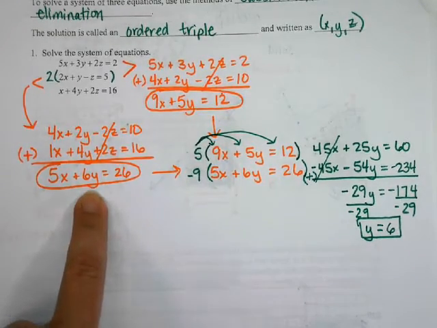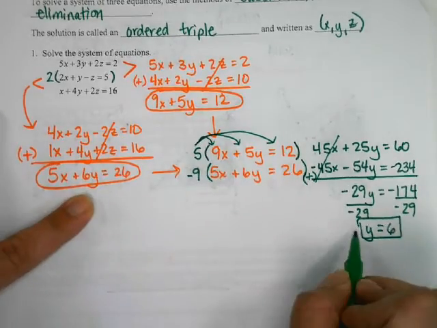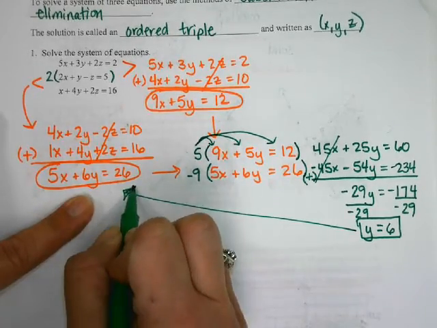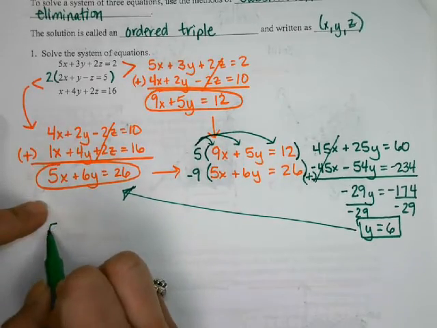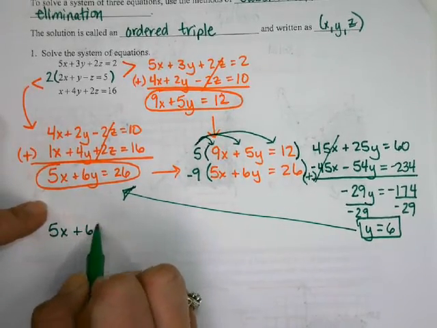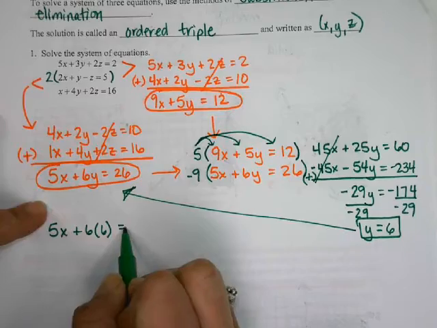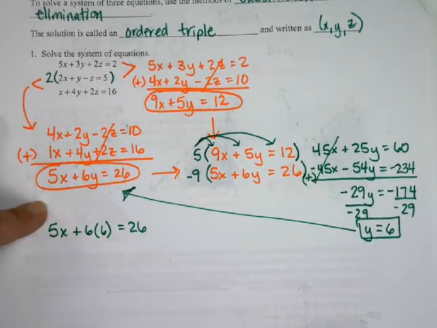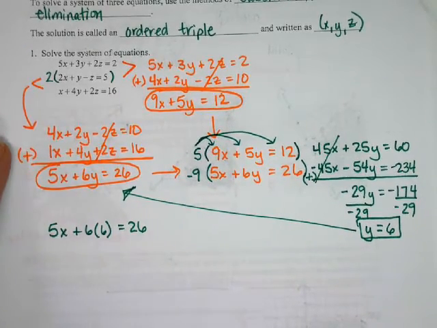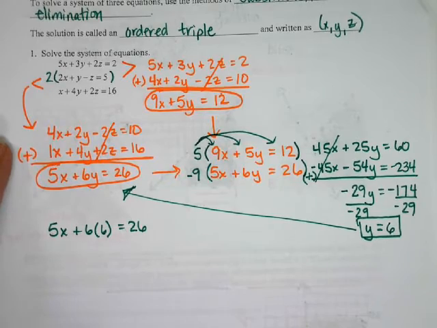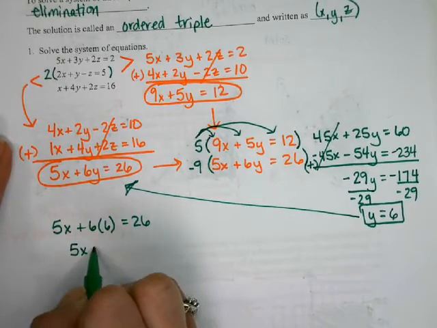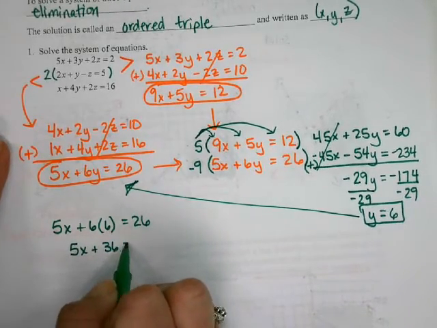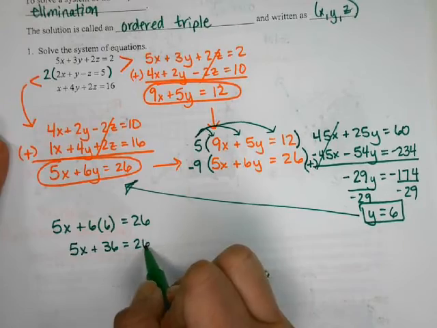That's what I was going to say, Shrina. So now I'm going to plug this guy into there. So 5x plus 6 times 6 equals 26. Like I said, I circled them so I could find them again. Put a box around them, highlight them, something, I don't care. But that way you can find them. All right, 5x plus 36 is equal to 26.